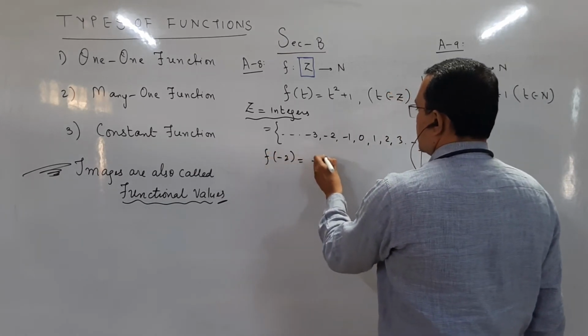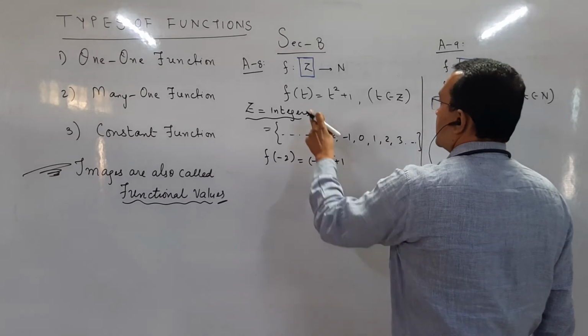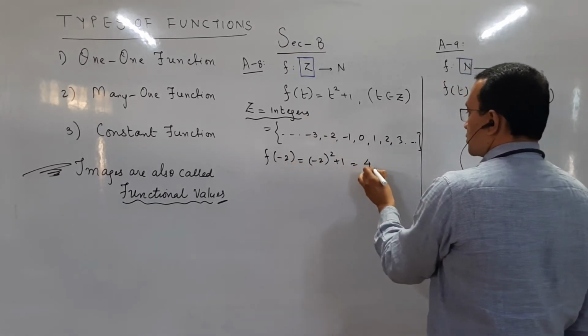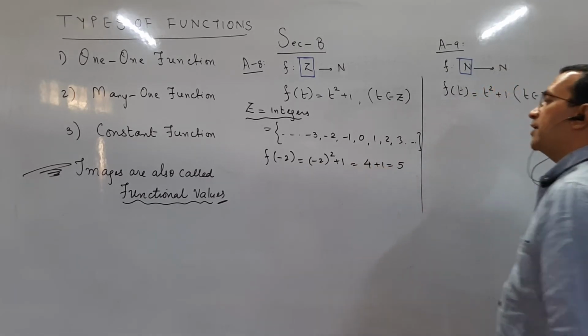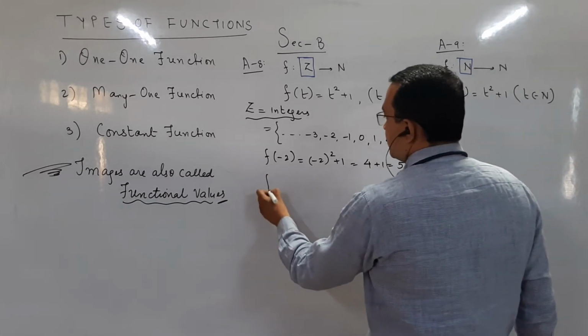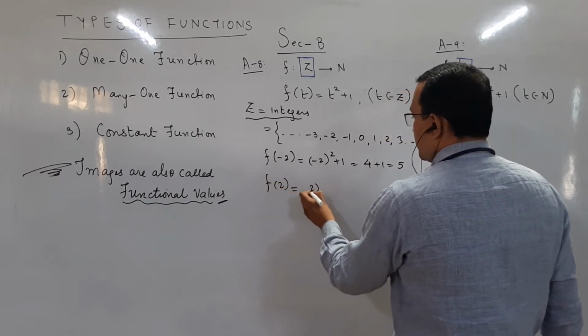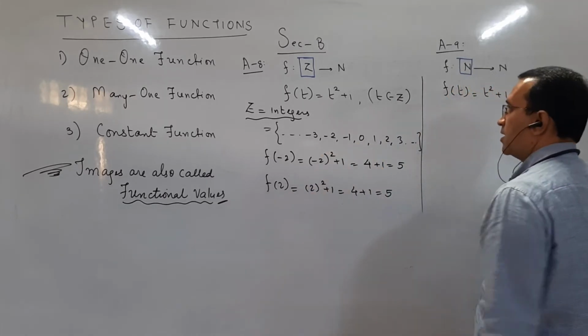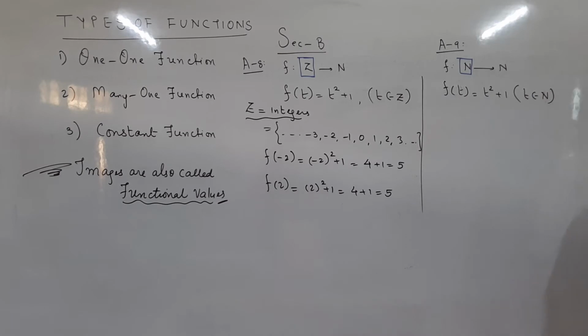f of minus 2 is minus 2 square plus 1. Replace t by minus 2, I am finding image of minus 2. Minus 2 square is 4, 4 plus 1, 5. Now take the same value for positive, f of 2. So this will be 2 square plus 1, that is 4 plus 1, 5. So whenever Z is given, you always take in pair the same value with opposite sign. If you are taking 3, then take minus 3 also. If you are taking 4, then take minus 4 also.